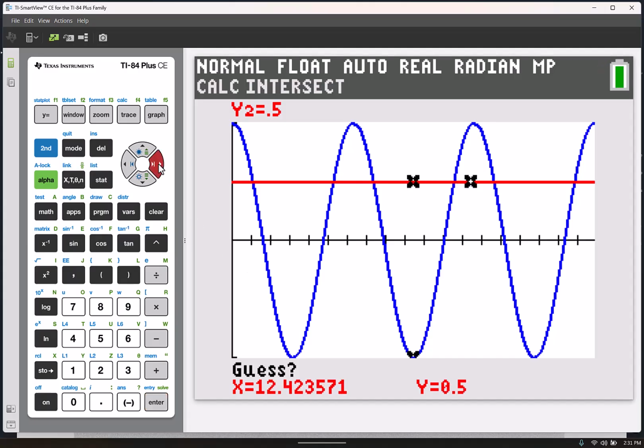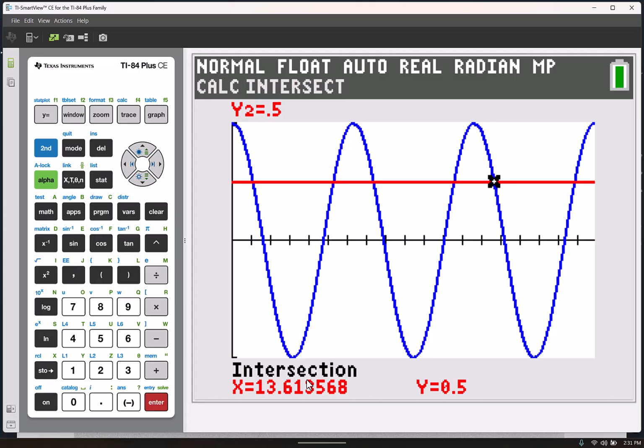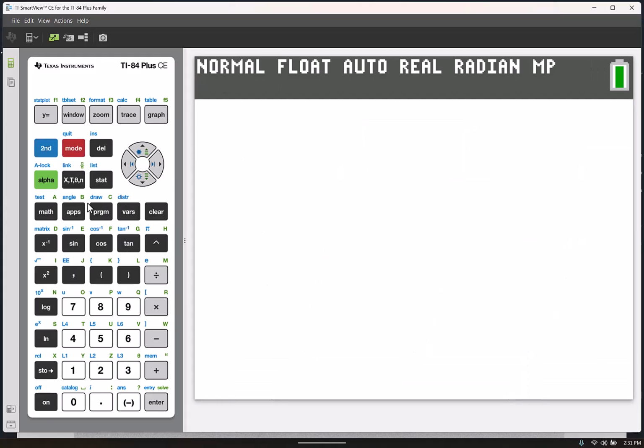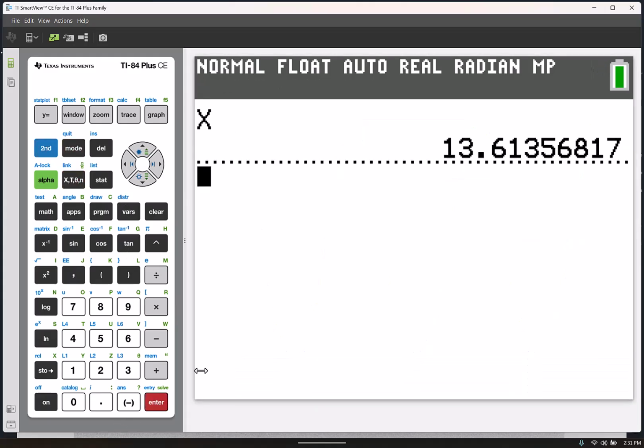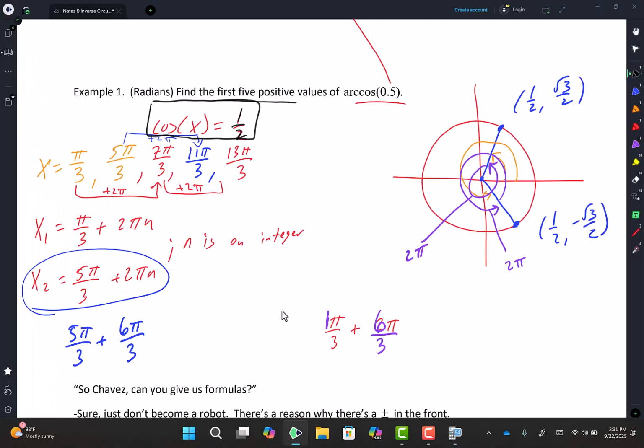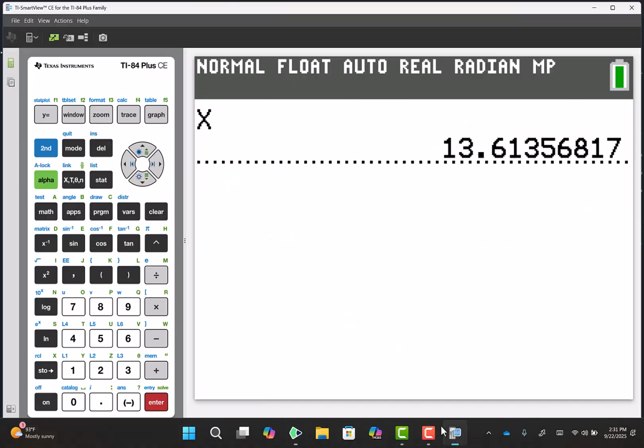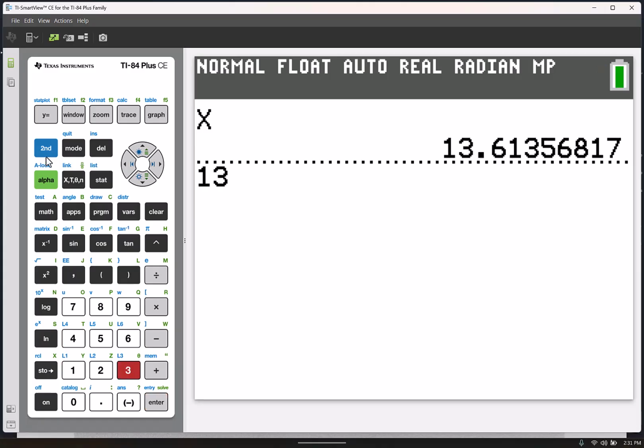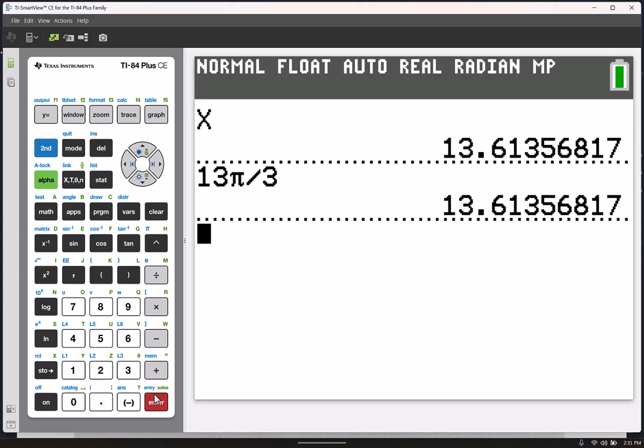I want the 5th one. So I'm going to go to there. So let's see, 1, 2, 3, 4, 5. And I'm going to push enter. And notice it says the word intersection. That value, 13.613568, let me push X in here. That's the same register. And look, that 13.613568. So let me type in 13 pi over 3 and see if that's the same thing. 13 pi over 3. And look at that.